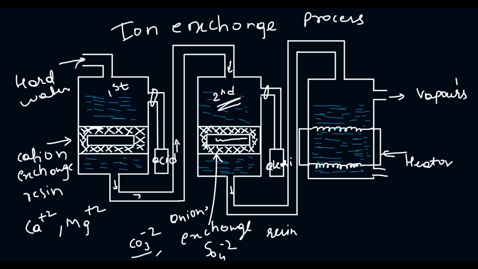Okay, so the water goes from here and enters the third column where a heater is there. If we heat the water, then all the biotic impurities contained in the water are removed. Then here we obtain soft water.